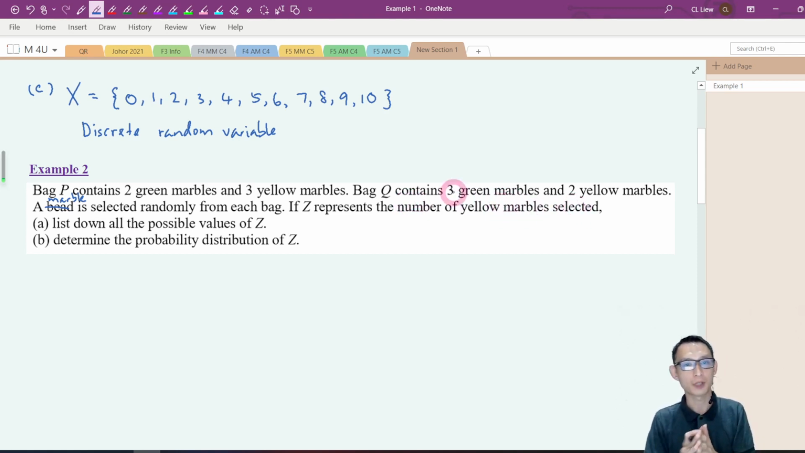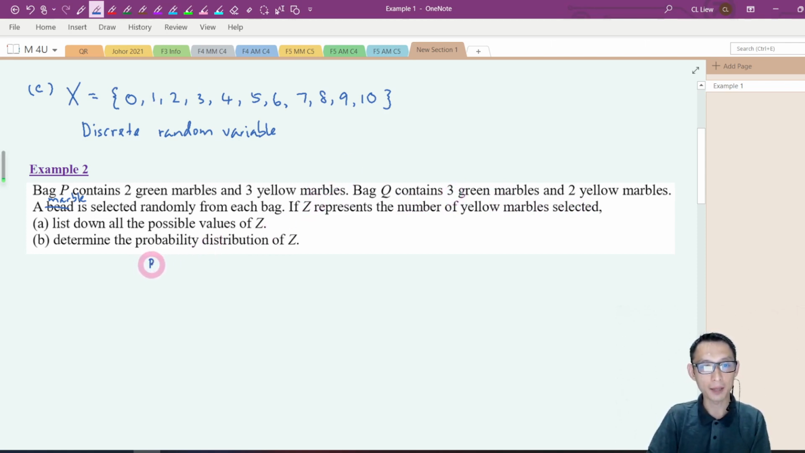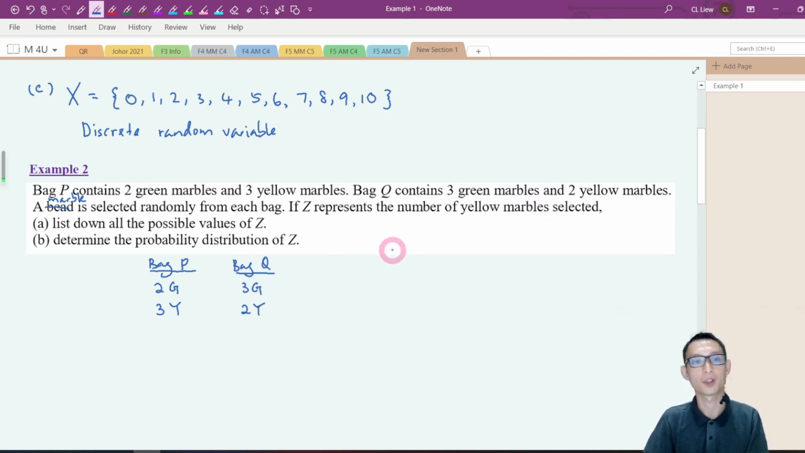So let me summarize this whole situation for you first. For bag P, we have 2 green and 3 yellow. For bag Q, we have 3 green and 2 yellow. List down all the possible values of Z. Okay, Z represents the number of yellow marbles selected.